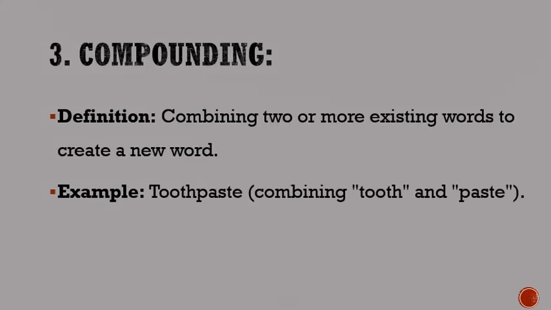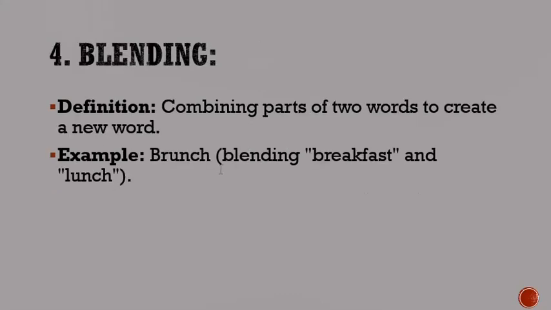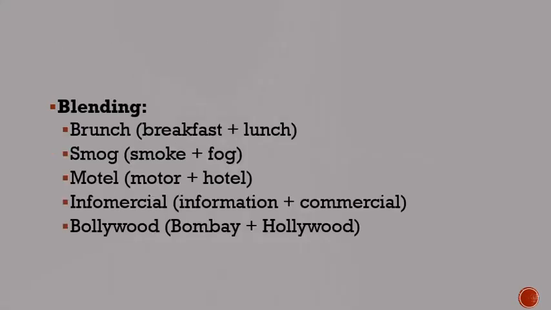In compounding, we combined two words together without taking away any of the parts of the word. We combine it together. But in blending, we avoid certain parts and we combine parts of these two words. So let's see some other examples.